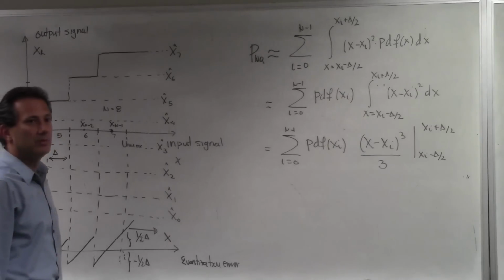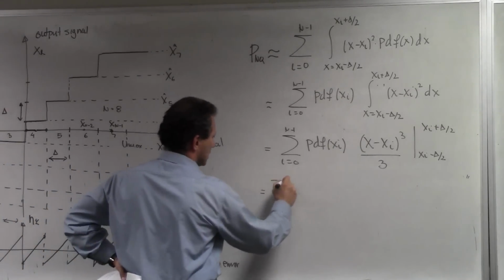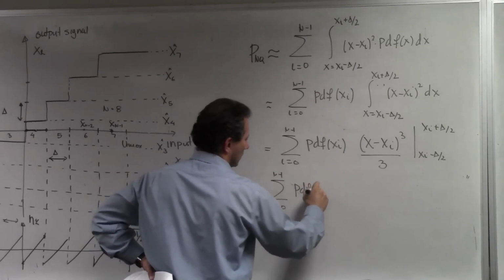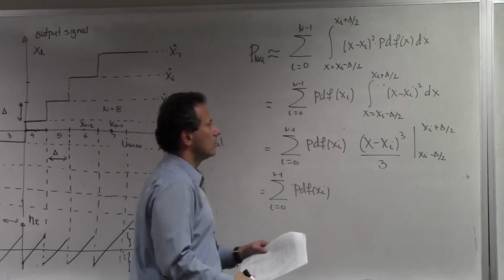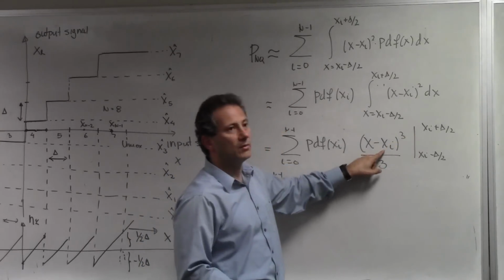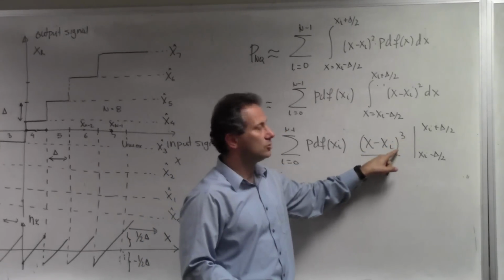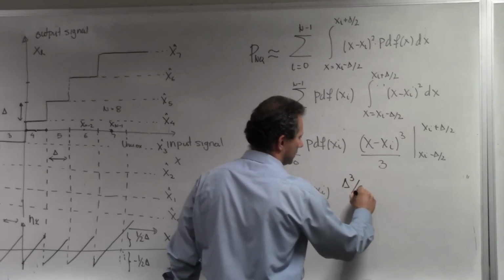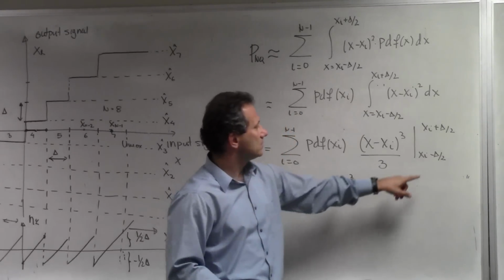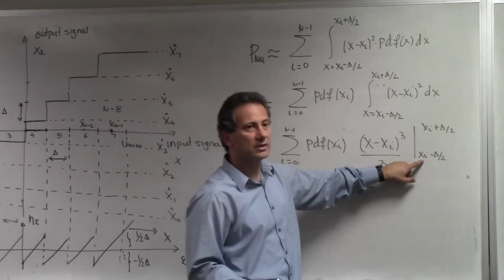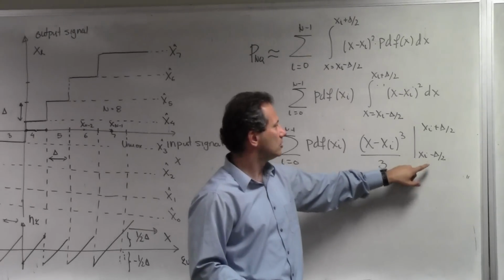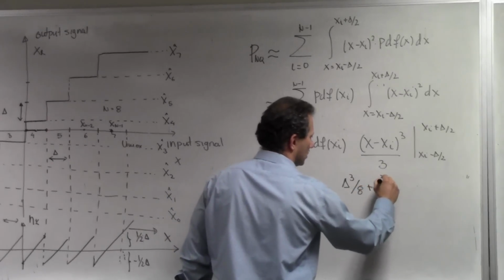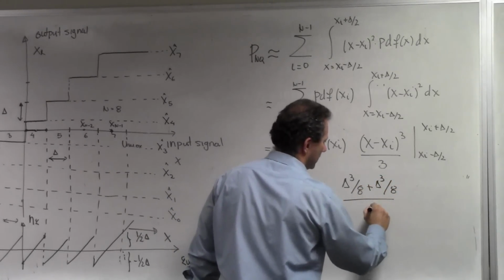Now let's substitute the boundaries. So this becomes the sum when i goes from 0 to n minus 1, PDF of xi. When you substitute the top boundary, you see xi and xi will cancel, and you have delta over 2 cubed. So this becomes delta cubed over 8 minus. When you substitute the second boundary, xi will cancel again, and you have delta over 2 cubed, but because it's minus, it becomes plus. So it's delta cubed over 8, divided by 3.